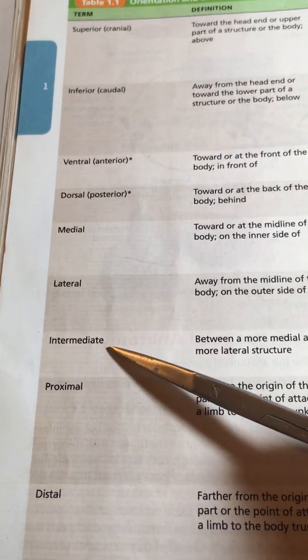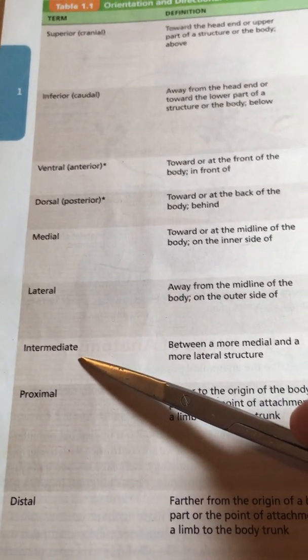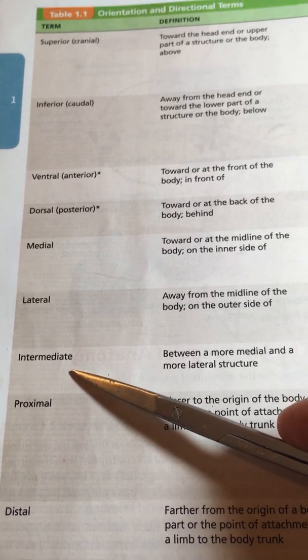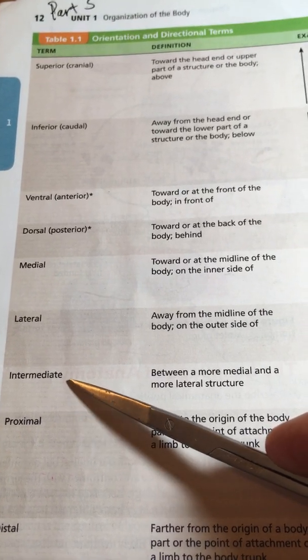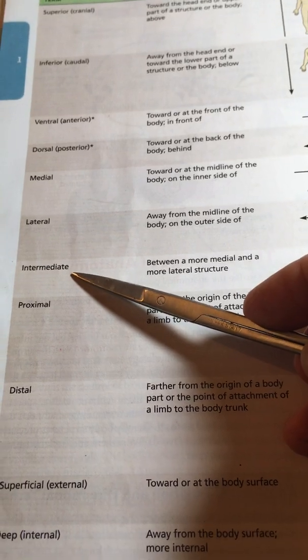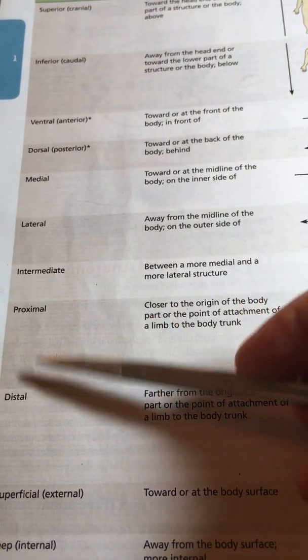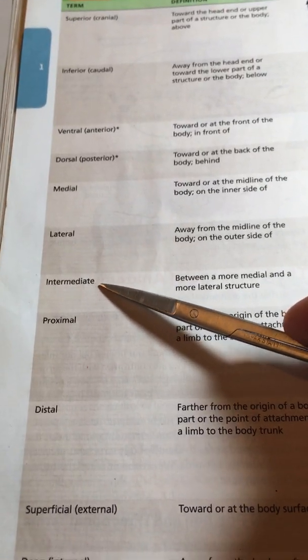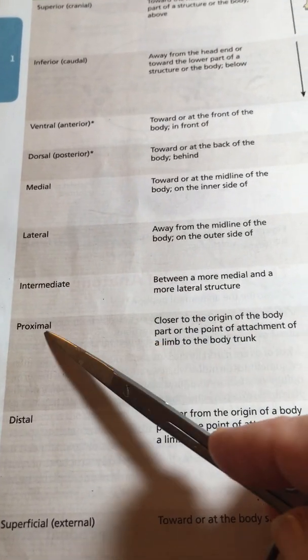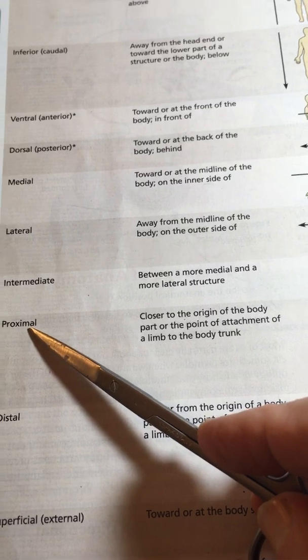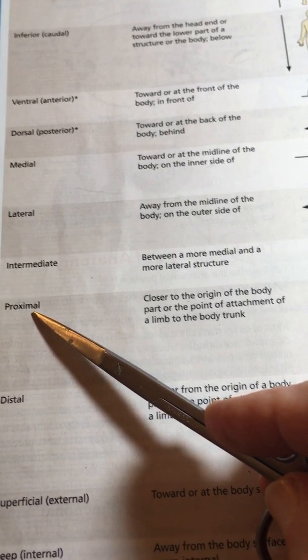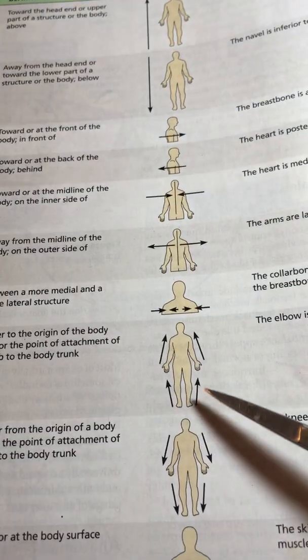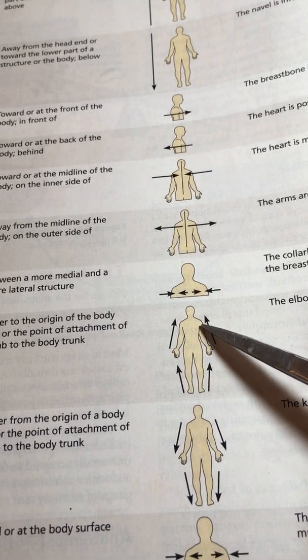Then we have this term called intermediate. So let's consider that. And we need to think about intermediate, though, most often in terms of proximal and distal. So I'll come to intermediate in a second. Okay, I'll come back here. Let's look at proximal. Proximal means close. In most cases, it means close to the beginning of something.